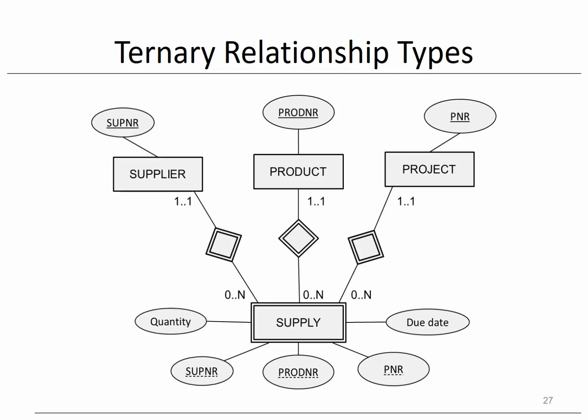Another alternative to model a ternary relationship type is by using a weak entity type, as you can see here. The weak entity type supply is existence dependent on supplier, product, and project as indicated by the minimum cardinalities of 1. Its key is a combination of supplier number, product number, and project number. It also includes the attribute types quantity and due date. Representing a ternary relationship type in this way can be handy in case the database modeling tool only supports unary and binary relationship types.